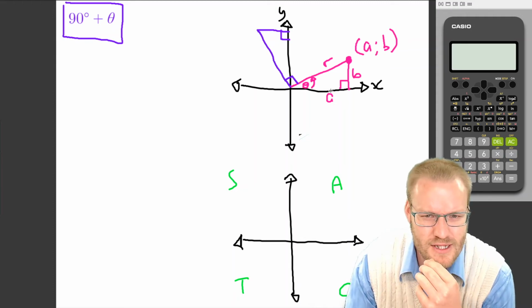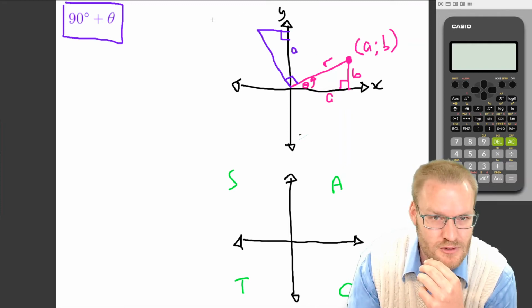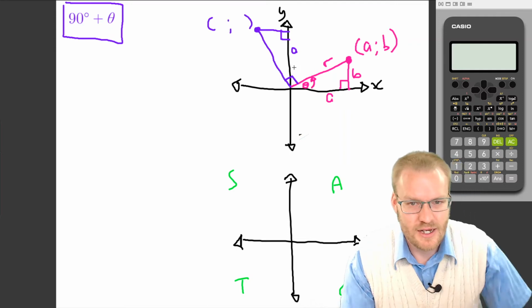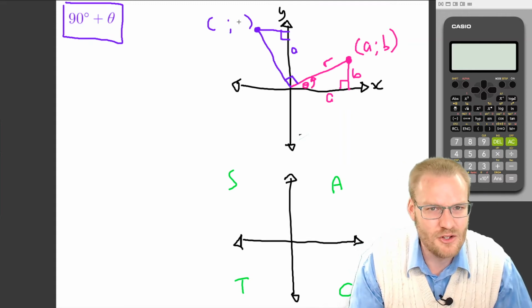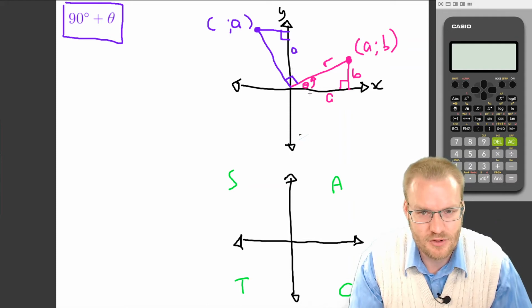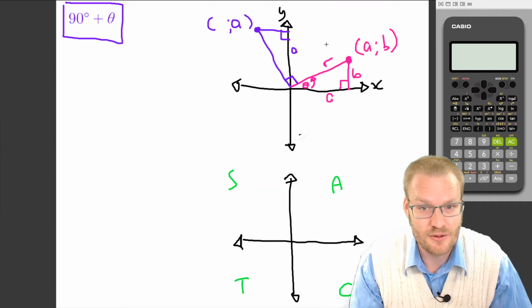If this long side was A, then this long side here would be A. So if this is a point on the Cartesian plane, this point, and the long side is A, what's the y value? Yeah, it's A, because it's that same length there. So if that were 4, then this would be 4. Notice how it's just the same as the x value.